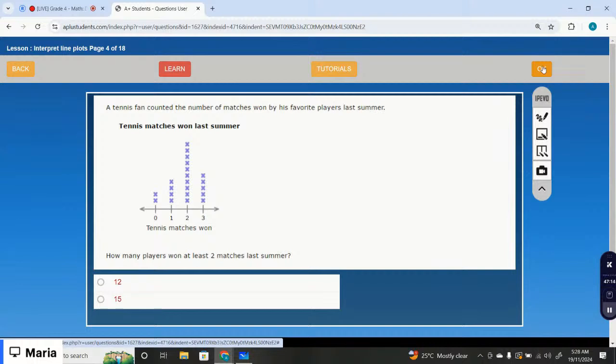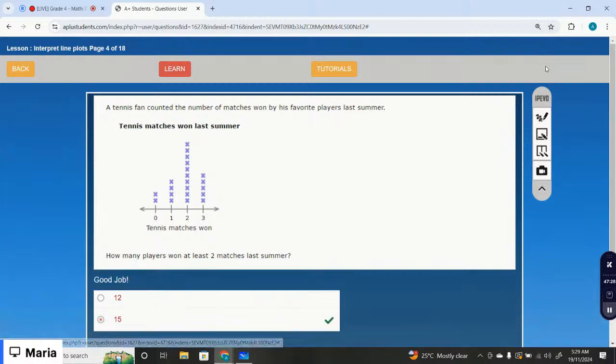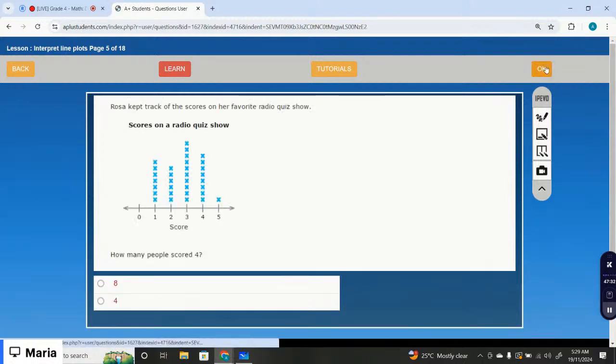The correct option is at least 2. Okay, let's see if they are 15. Option number 2 is the correct option. 15 they are. Rosa kept track of scores on her favorite radio quiz show.